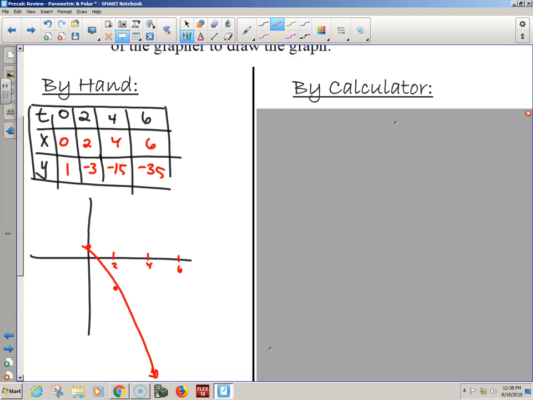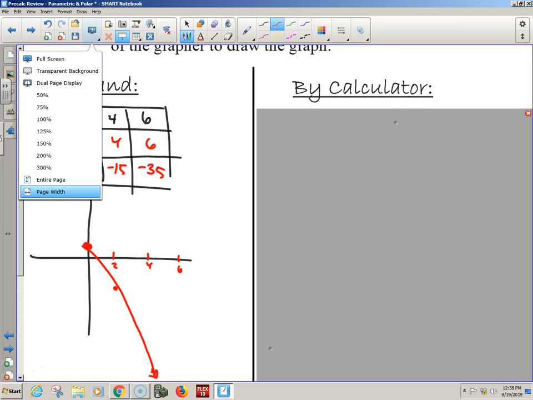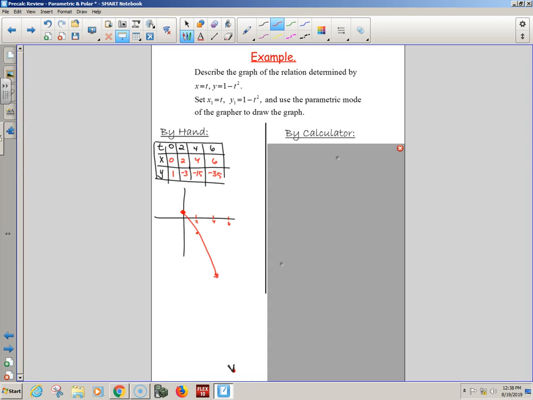What does it seem to be? A downwards parabola, right? But how'd it go with us plugging it into our calculator? You guys rock it? Throwing in x1 is t, throwing in y1 is 1 minus t squared.